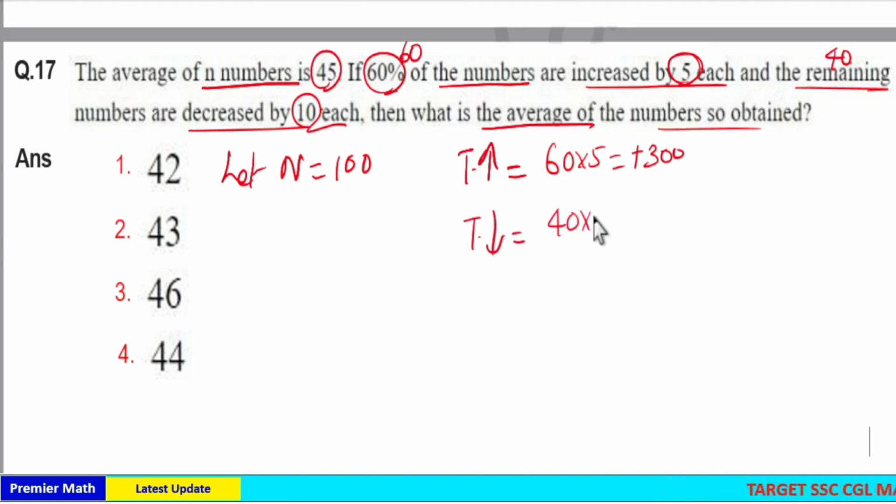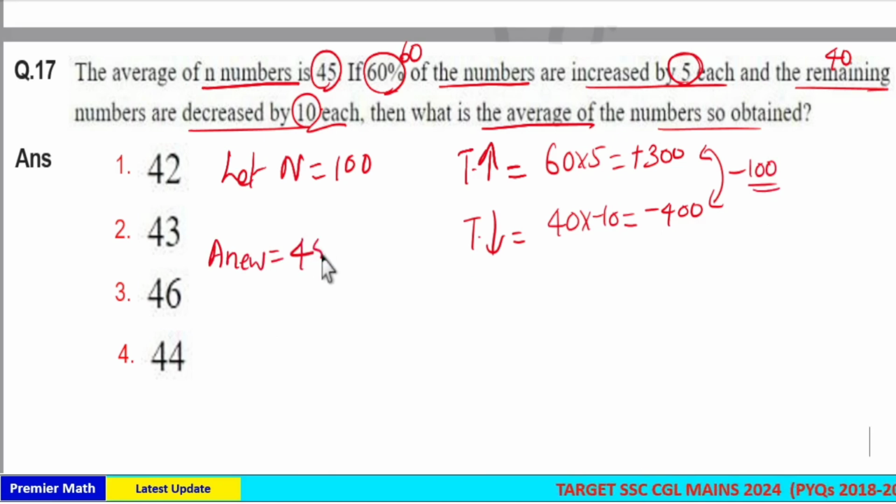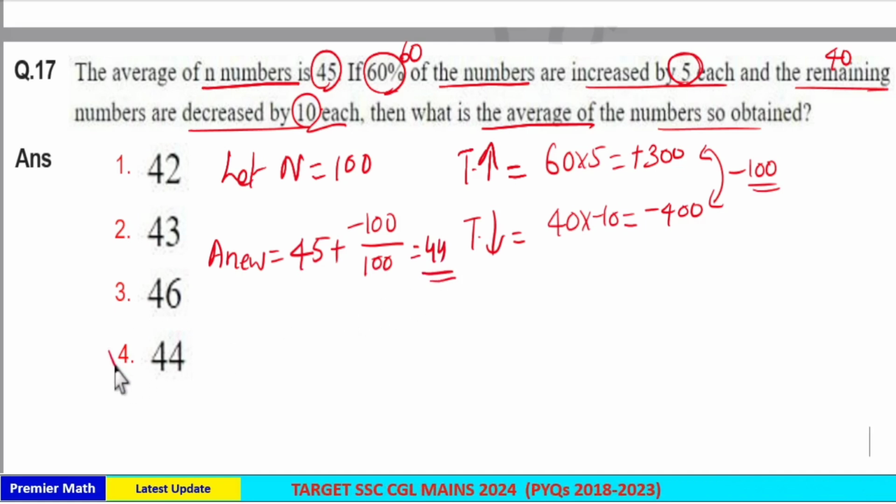So 40 into minus 10 is minus 400, the total decrement. Now the overall increment or decrement is equal to minus 400 plus 300, so minus 100 is the overall change. New average is equal to initial average 45 plus the overall change, minus 100. This minus 100 should be equally distributed over the total number, 100. Now this will become 45 minus 1, which is 44. So the new average is 44. Option 4 is your answer.